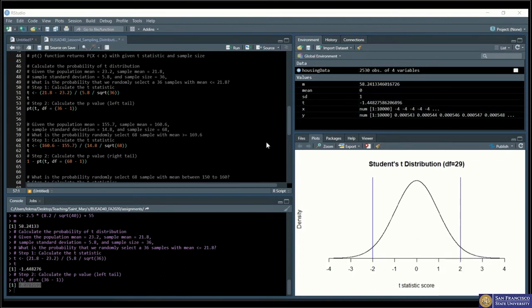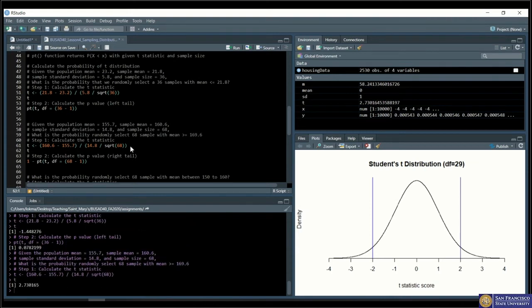When we are doing the left tail calculations, of course, we can just use the PT functions. However, what if we are trying to calculate the probability on the right tail? So here's an example. Let's suppose I'm trying to figure out the t-distribution locations by using the information given in the problem. This time I want to know the probability of selecting a sample with a mean value greater than or equal to 169.6. So that means the right-hand side of the tail, obviously. We first calculate the t-statistic, and this time we get an answer of 2.73.